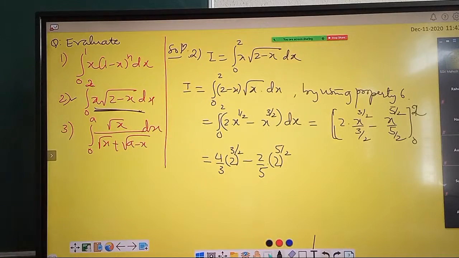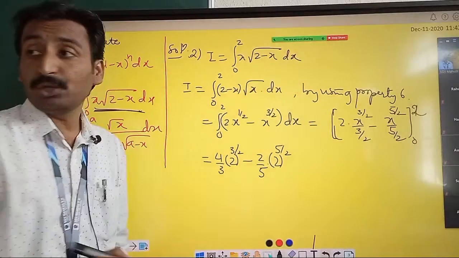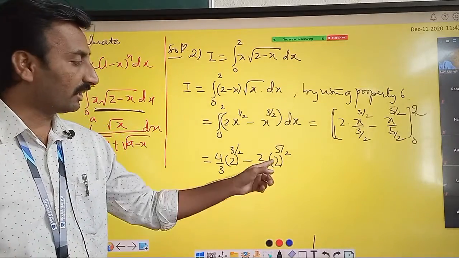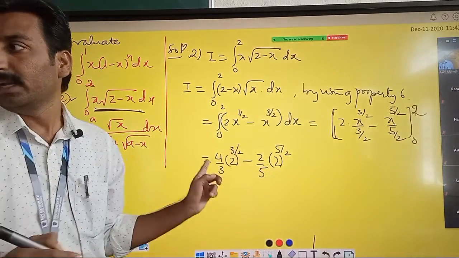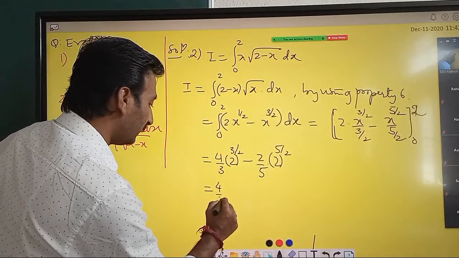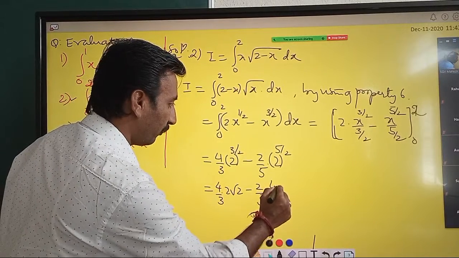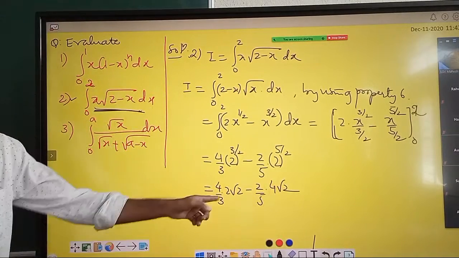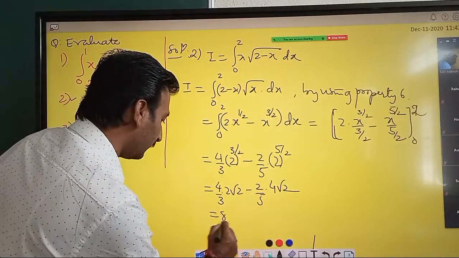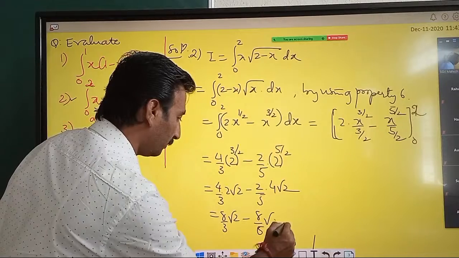What is the meaning of this? 2 raised to 3 by 2 is nothing but 2 root 2, and 2 raised to 5 by 2 is 4 root 2. So it is 4 by 3 into 2 root 2 minus 2 by 5 into 4 root 2. 4 into 2 is 8, so 8 by 3 root 2 minus 8 by 5 root 2. Correct?